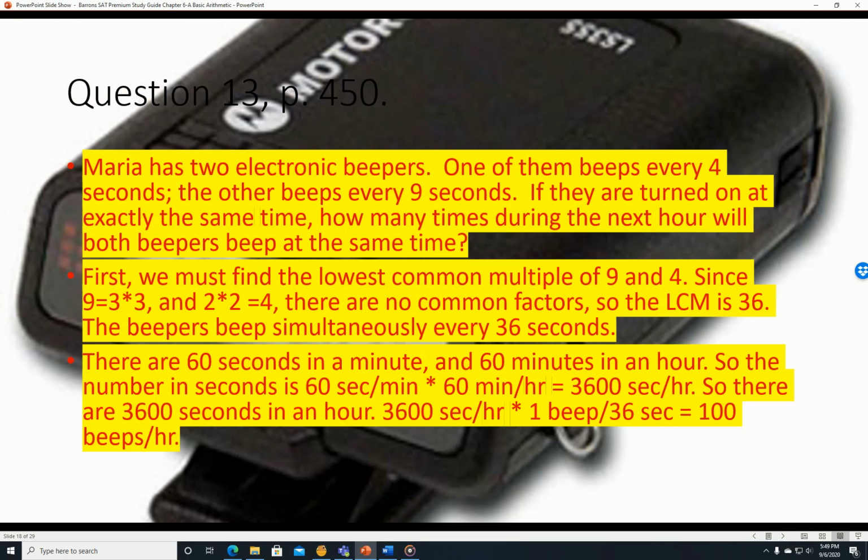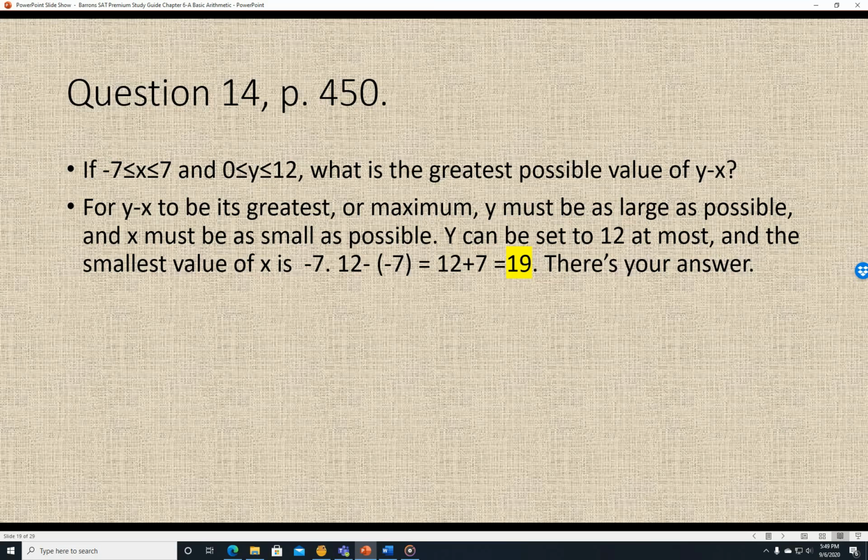Okay, sneak preview of the next question. Okay, anyway.